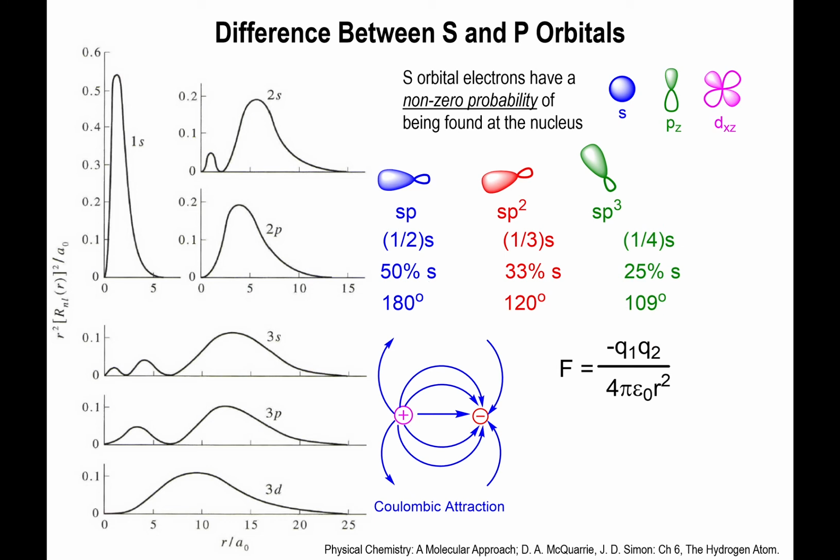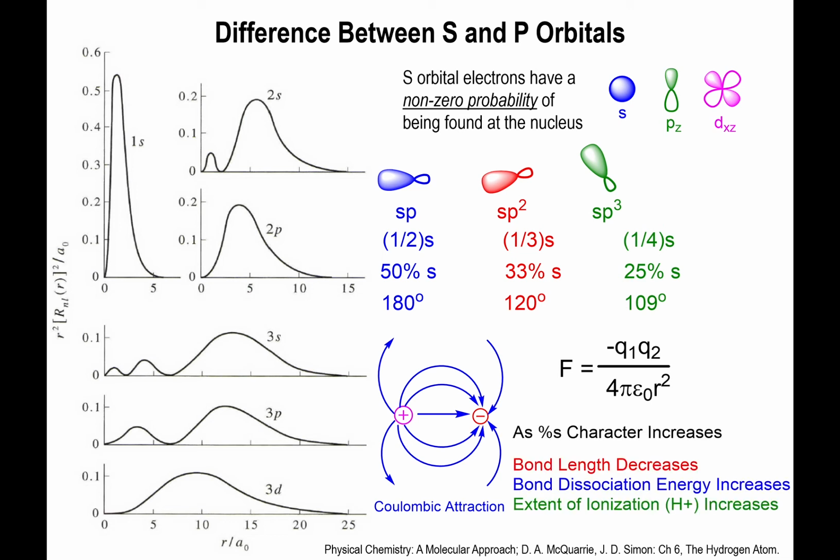All right, now in addition to this, because S orbitals can penetrate all the way to the nucleus and you're seeing more positive charge, there is a Coulombic attraction that's even more powerful. And that ability of the electrons to see more positive charge means that the external atoms are seeing less electron density around them.